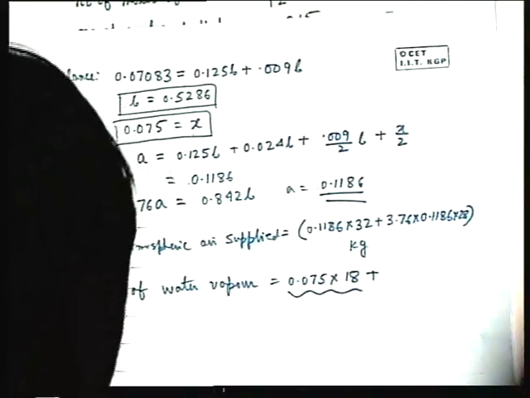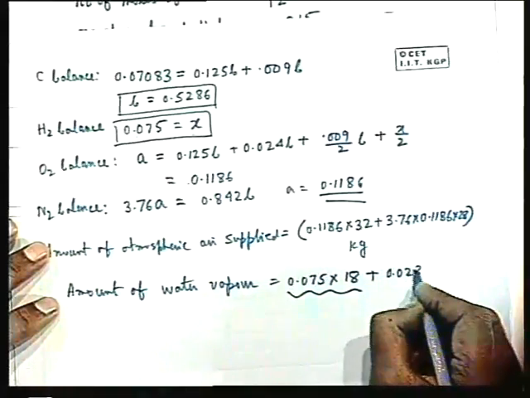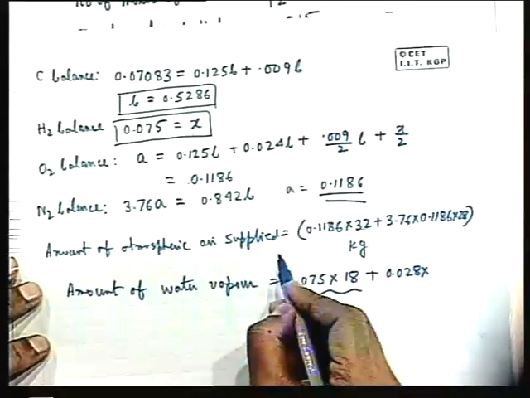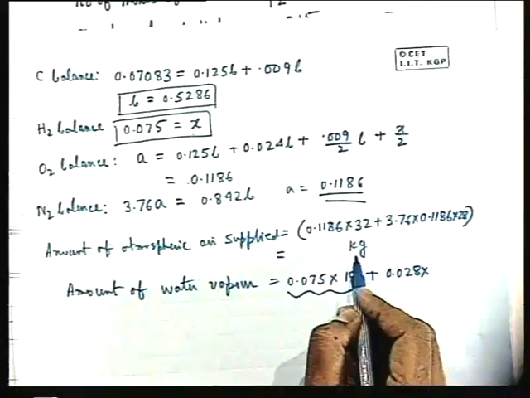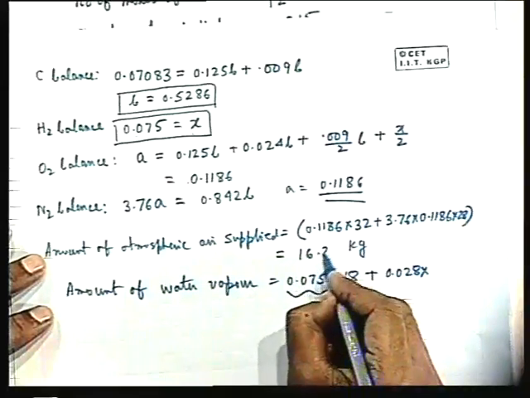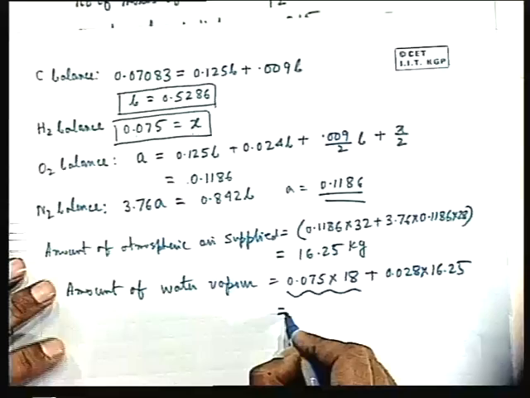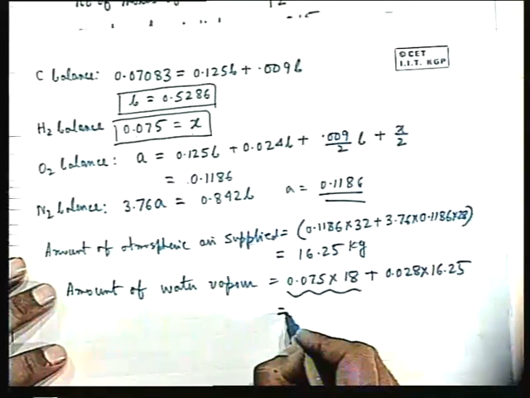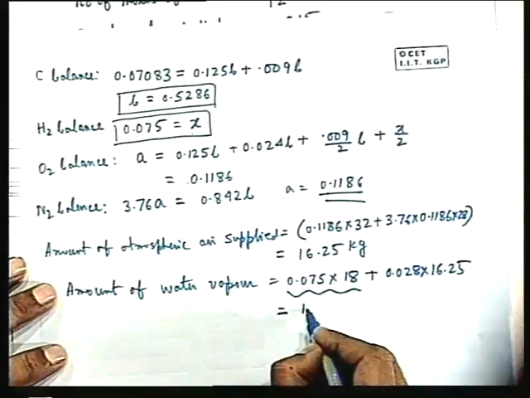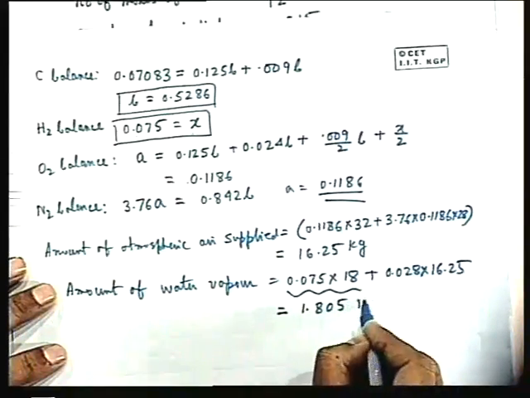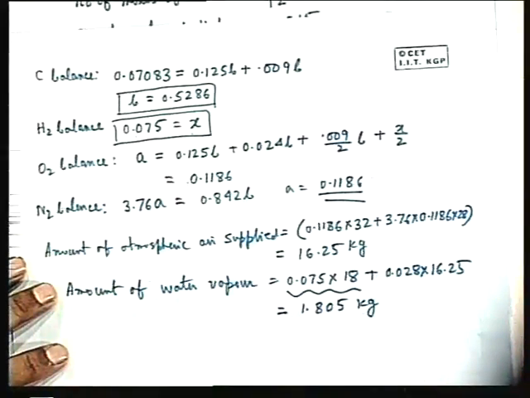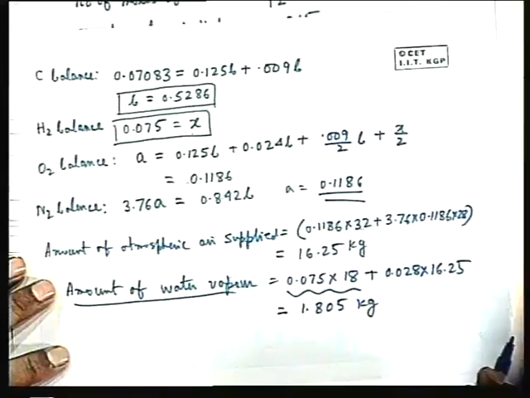Now let us see, the atmospheric air supplied for combustion contains 0.028 kg of water vapor per kg of dry air. That means 0.028 into this, I have not given you the value, this value will be 16.25 kg. So this into 16.25 will be the total water vapor in the products, and this value will be 1.805 kg of water vapor per kg of fuel.